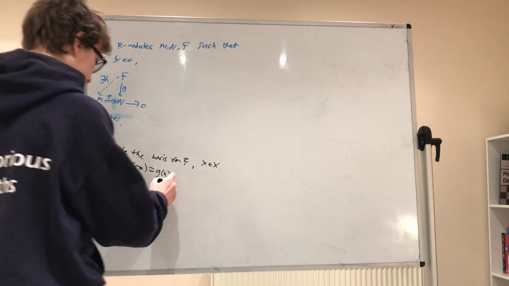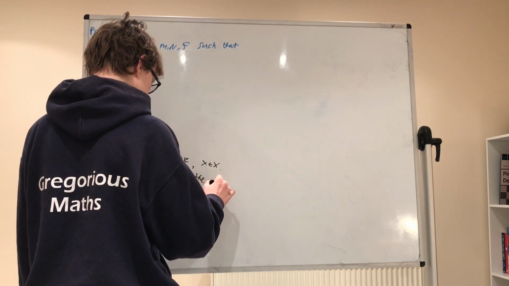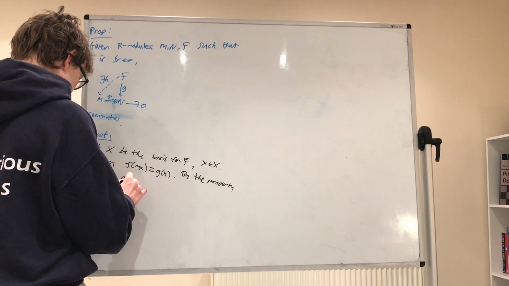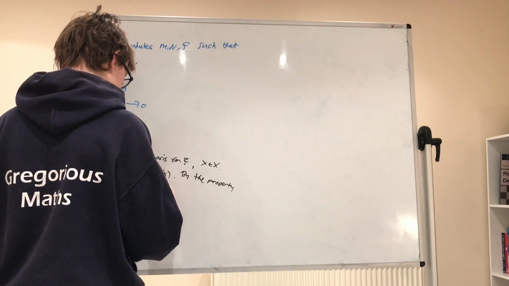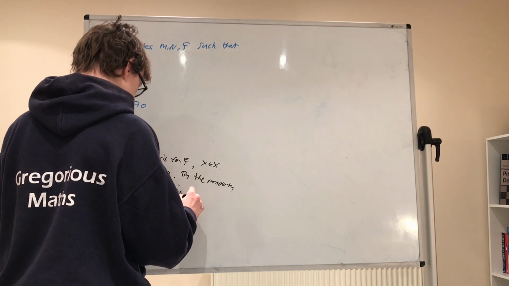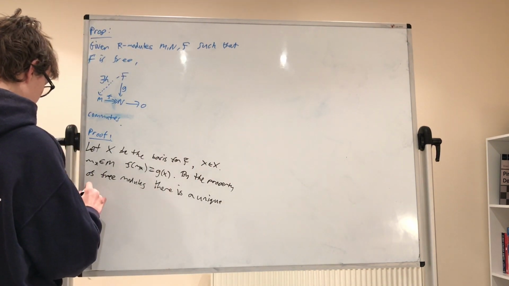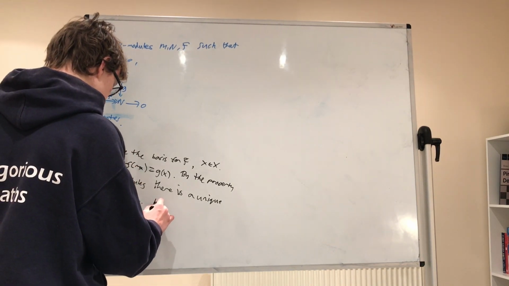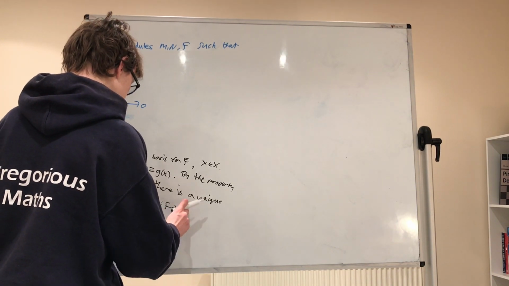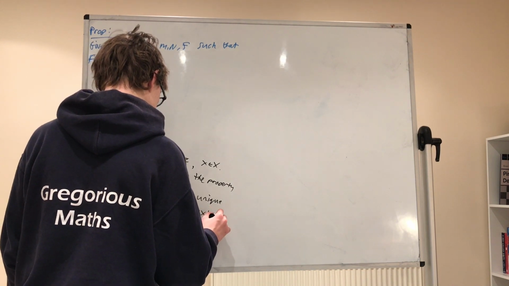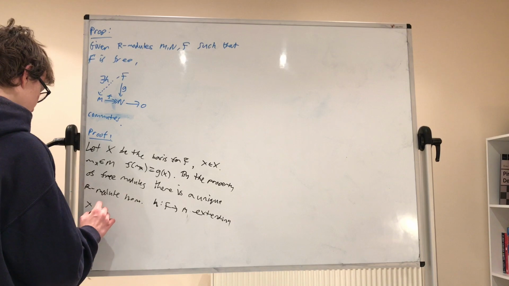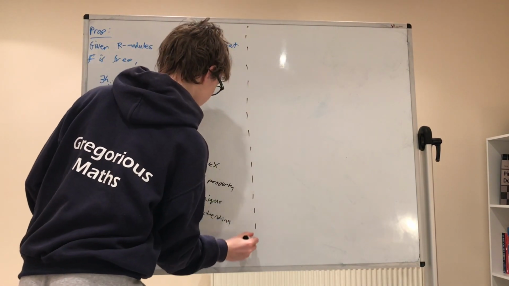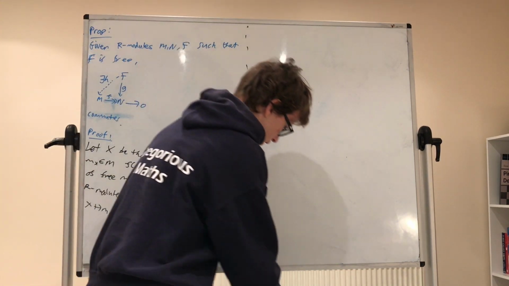Then, by the property of free modules, there is a unique R module homomorphism H from F to M, which extends the function which maps x to m_x, and then the rest is clear. Okay, so from this it's pretty trivial.